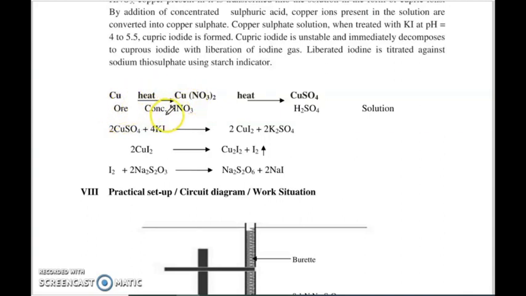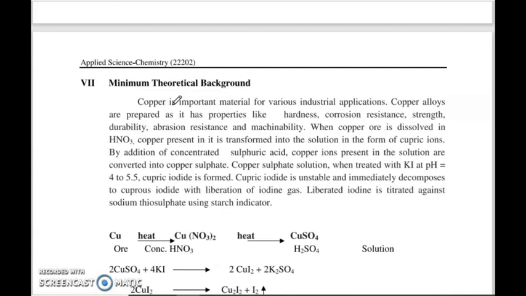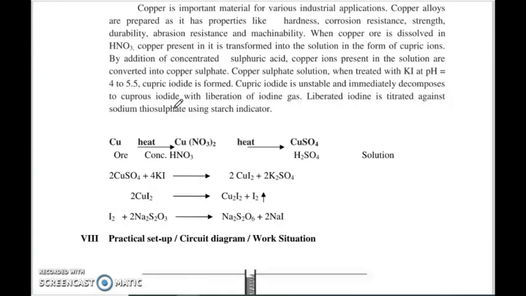When you heat it after adding the concentrated nitric acid, it is converted into Cu(NO3)2, cupric nitrate. Next, what you have to do? You are going to add sulfuric acid to it, and heat it. When you add the sulfuric acid, your solution turns blue. So it is converted into copper sulfate, CuSO4.